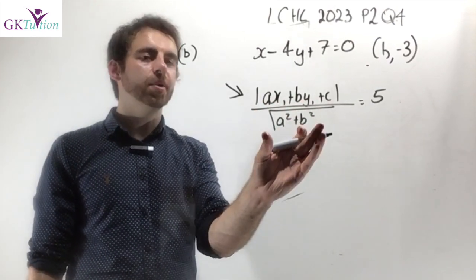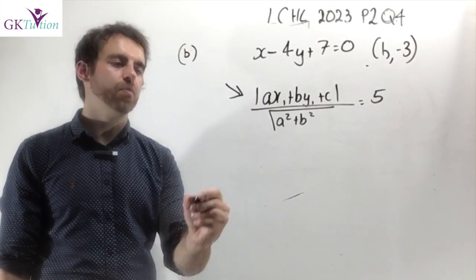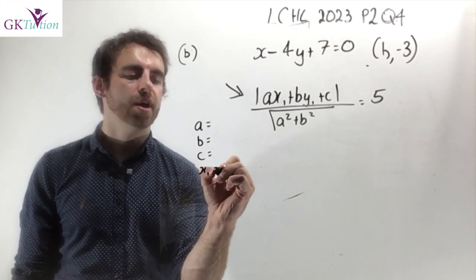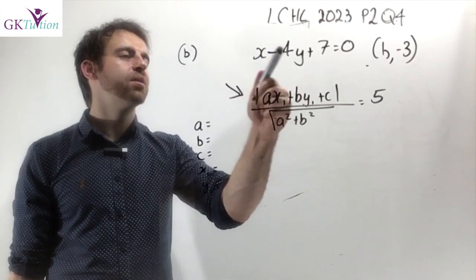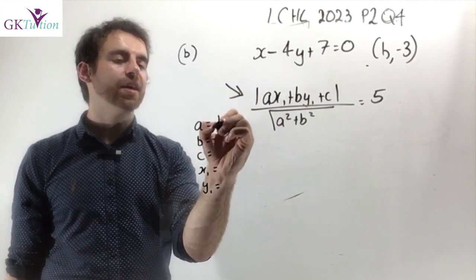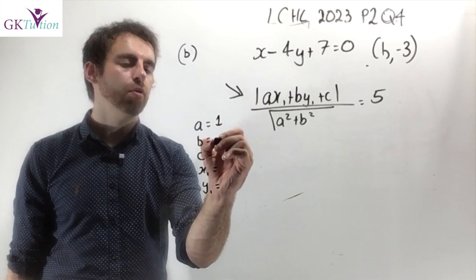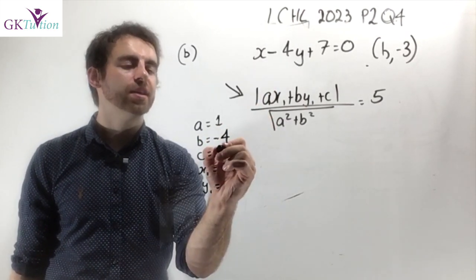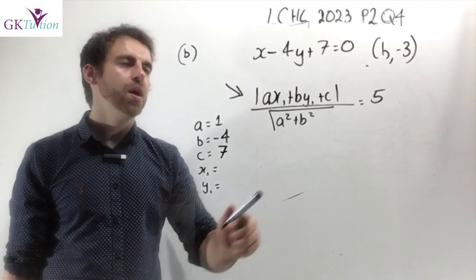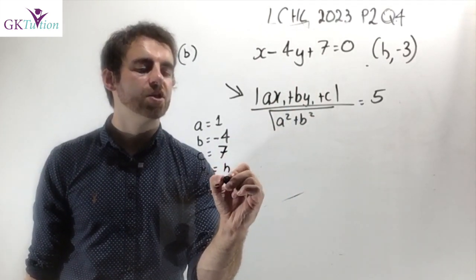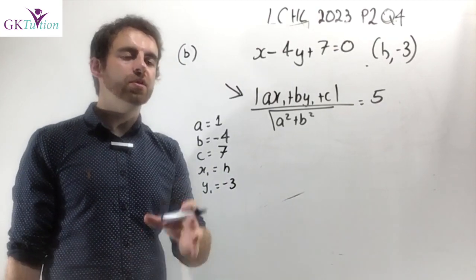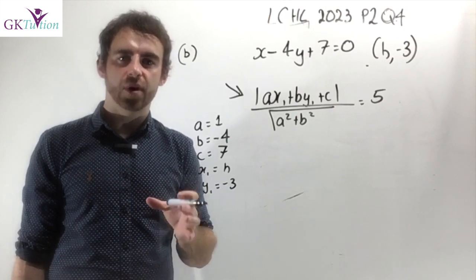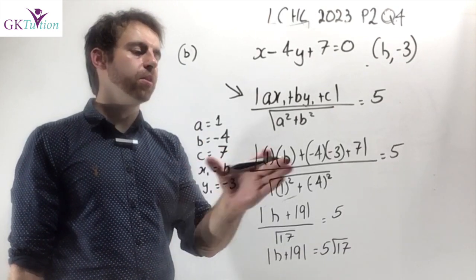And in this case, when I sub into it, I know that that distance is 5. So we need to sub in for a, b, c, x1 and y1. Remember that the a, b and c come from the line. The coefficient of x is your a, in this case it's 1. The coefficient of y is your b, in this case -4. And the constant at the end is your c, in this case 7. Then the point we're dealing with is (h, -3). So all we have to do is use these numbers, sub them in here, and we'll work out two different values for h.